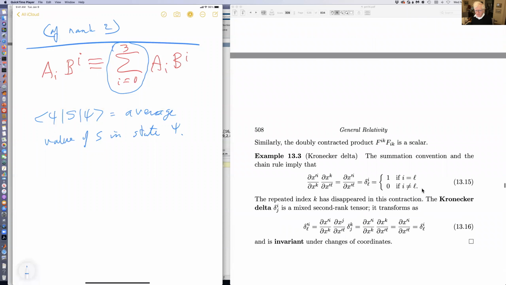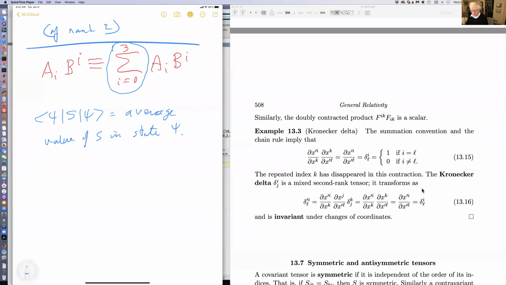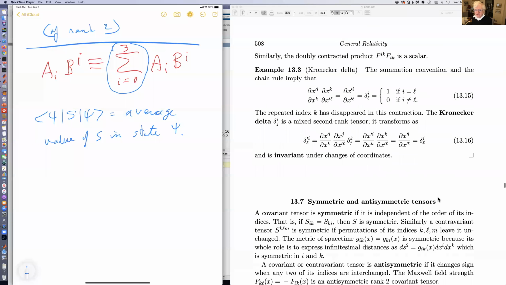The summation convention sometimes produces remarkable simplifications, and one of the ones that students like best is this one right here, namely that if you have in your expression something like this, then the chain rule tells you that this is just partial x prime i with respect to x prime l, and that's just the Kronecker delta. Anyway, it's an invariant tensor.